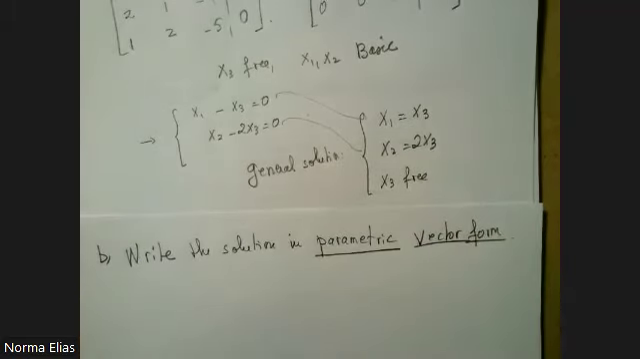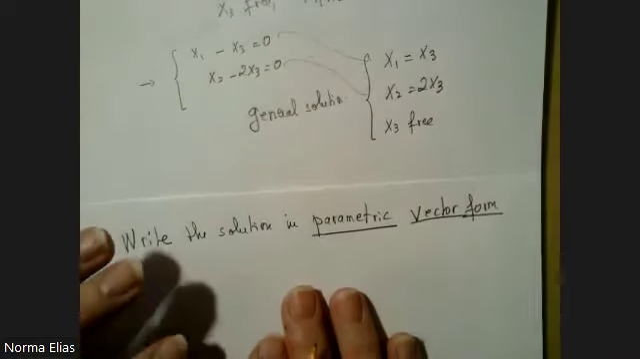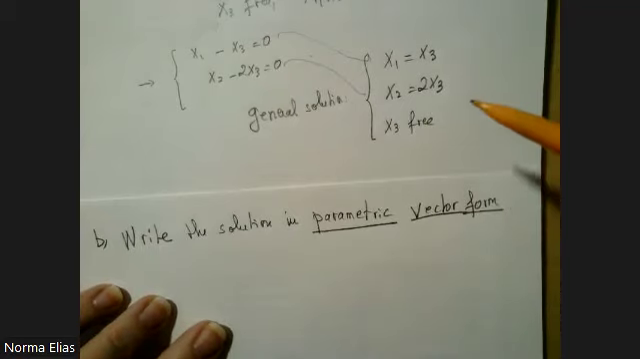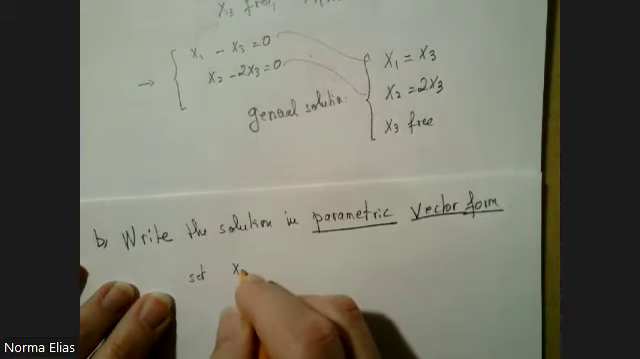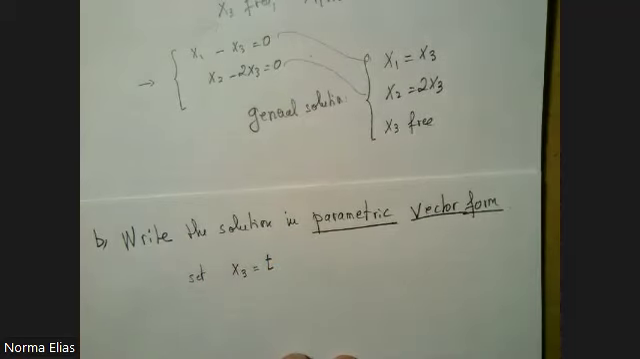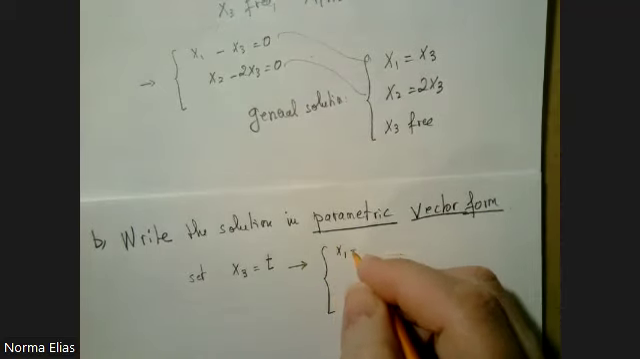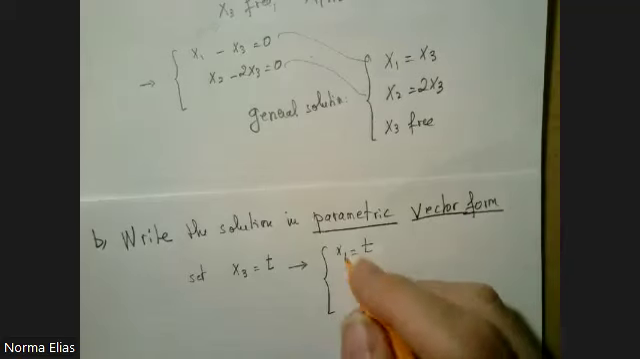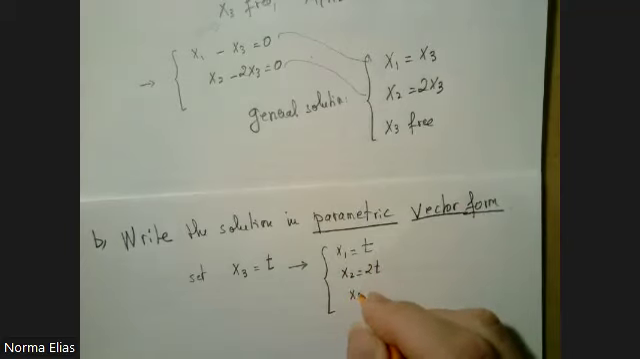Okay, as I said, that's the only thing new in here. What do they mean by that? It means the following. We introduce a parameter, call it t. So we set the free variable equal to a parameter that we called t. And then we're using this new notation, x1 will become t. So I'm substituting this here. x2 is 2t and x3 equal to t.